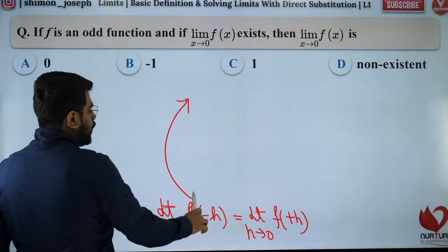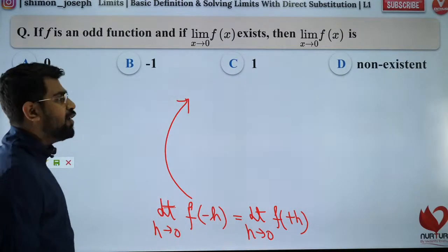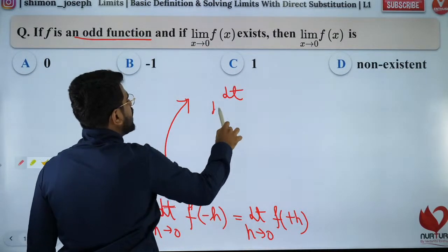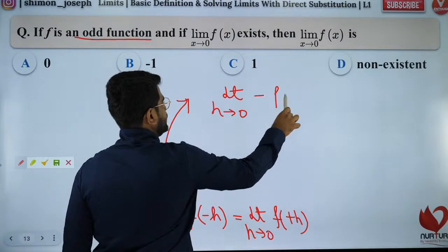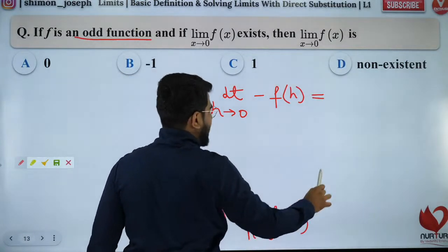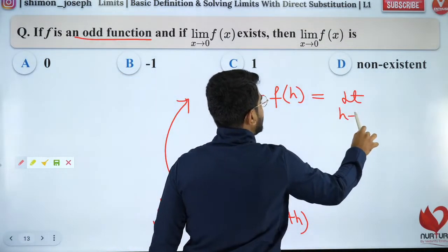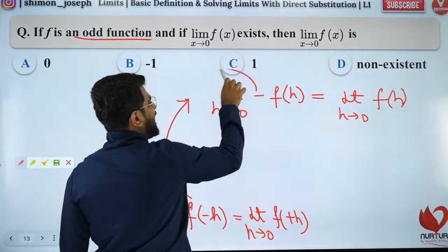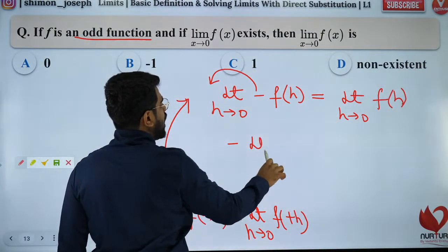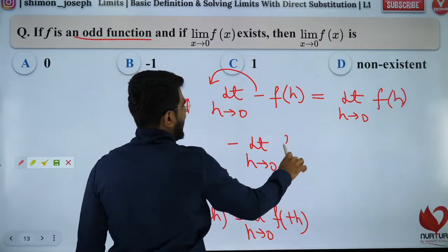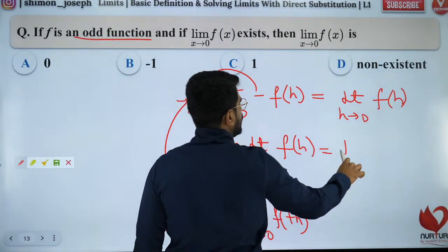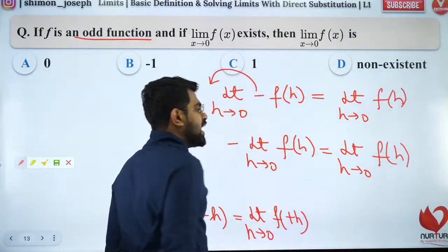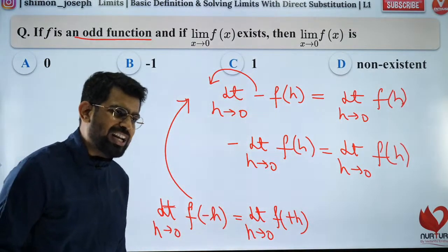What do we have here? What is f of minus h? F of minus h, because it is an odd function, it will become minus of f of h. Correct now? And your right hand side will be just like that: limit h tending to 0 f of h. Now this minus, can I take it outside? So it will become minus of limit h tending to 0 f of h is equal to limit h tending to 0 f of h. Correct now? Are you guys happy with that? Did you all like it?